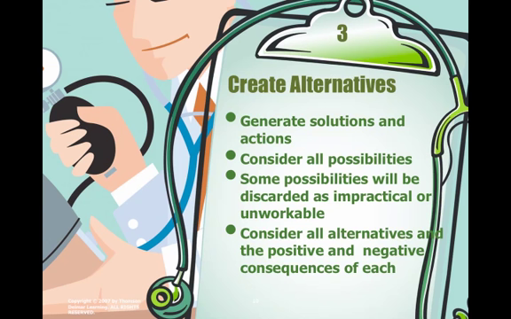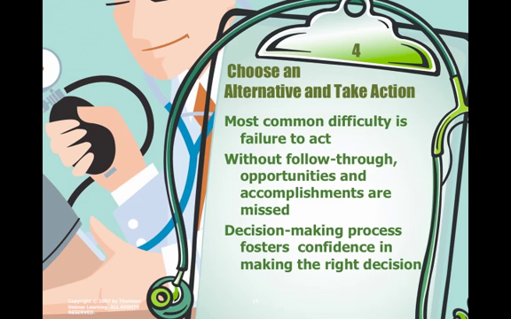In step 4, we want to choose an alternative and take action. Here's where we're actually putting our plan to work. This is so much fun. Our most common difficulty with this stage is a failure to act. Sometimes we're afraid, we let our emotions get in the way, and we're afraid to take that first step. Okay, so that could be a problem in this sequence.